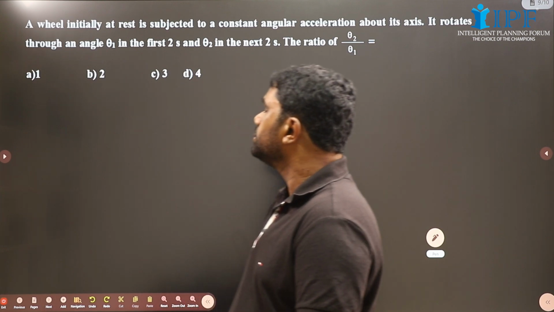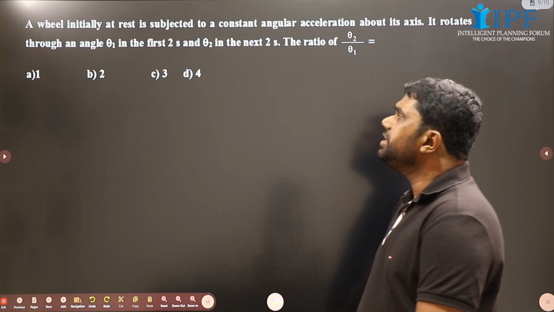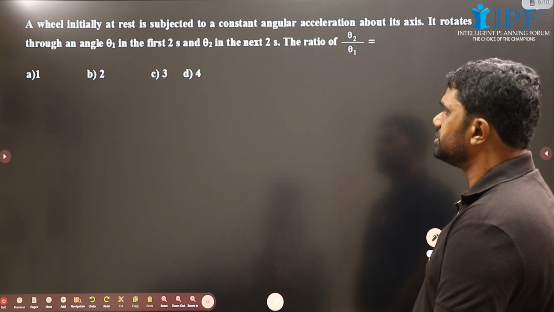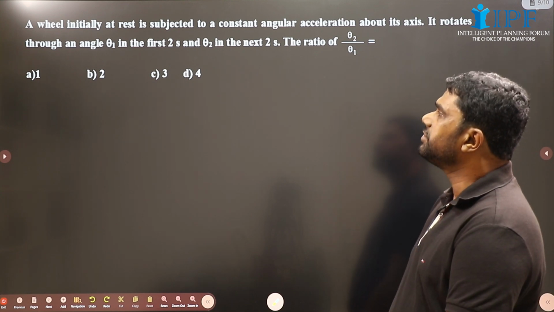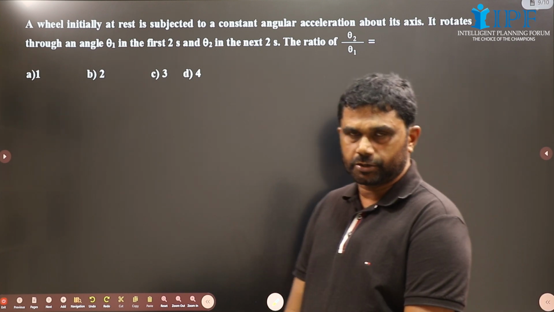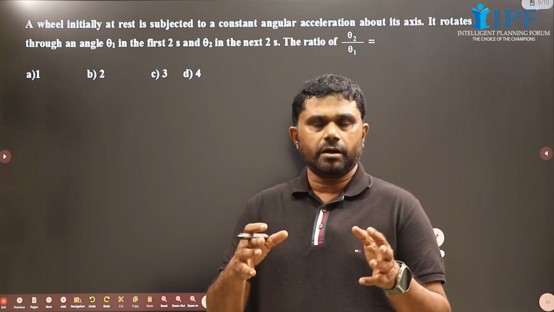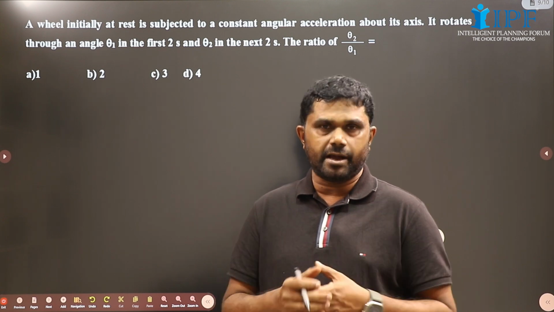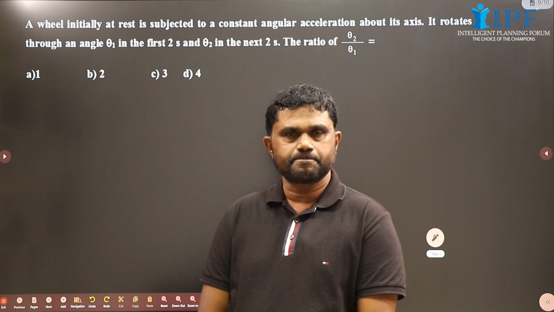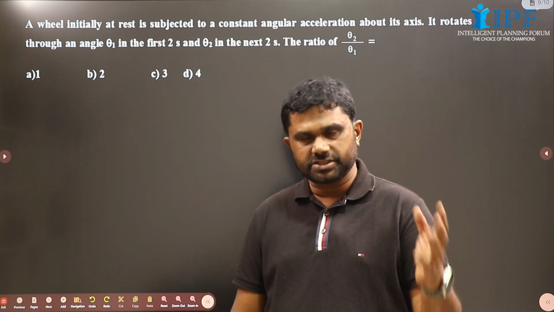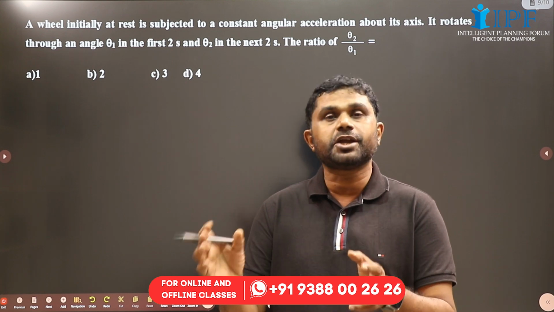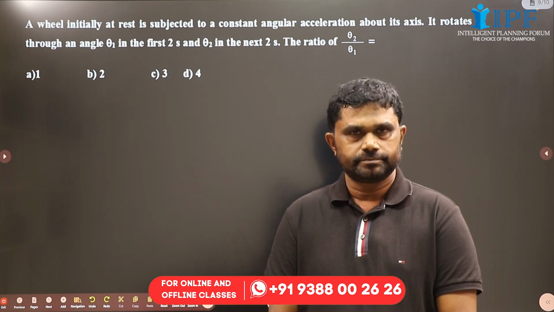Now see what's next. A wheel initially at rest is subjected to a constant angular acceleration about its axis. It rotates through an angle theta 1 in the first 2 seconds and theta 2 in the next 2 seconds. The ratio theta 1 by theta 2. There are many equations in linear dynamics, for example, v equals u plus at, s equals ut plus half at square, v square equal to u square plus 2as. We have corresponding equations in rotational motion also.